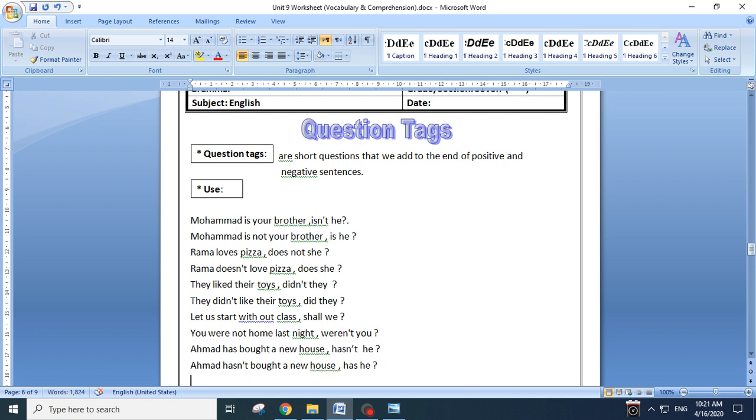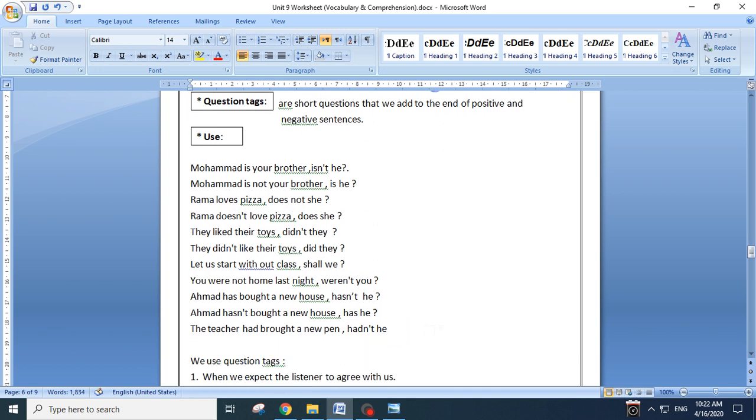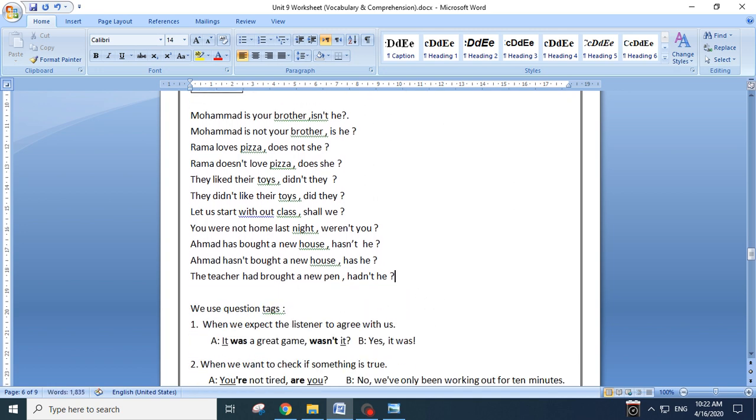Past perfect. The teacher had brought a new pen. Here, because it's past perfect, and there is an auxiliary in the sentence which is had, and because it's positive, we have to use negative: hadn't he? Let me fix that: hadn't the teacher, hadn't he. So I gave you almost all of the cases. Here a question mark. Let me continue.